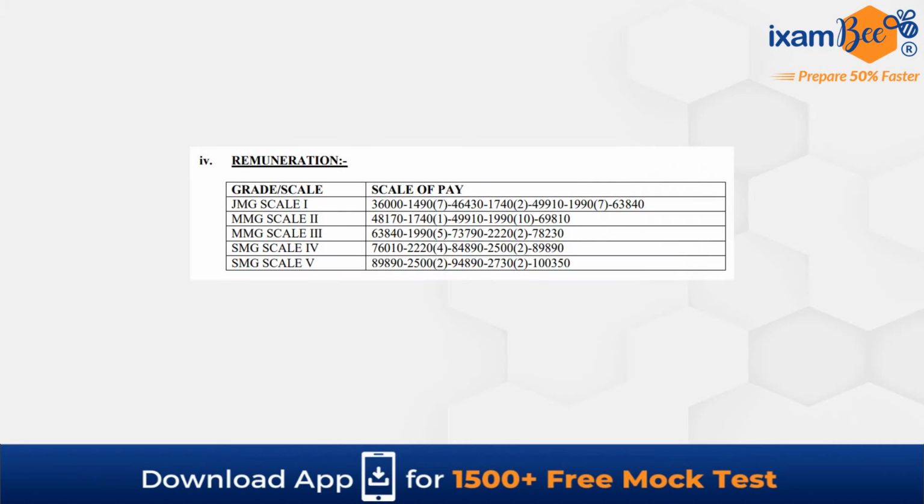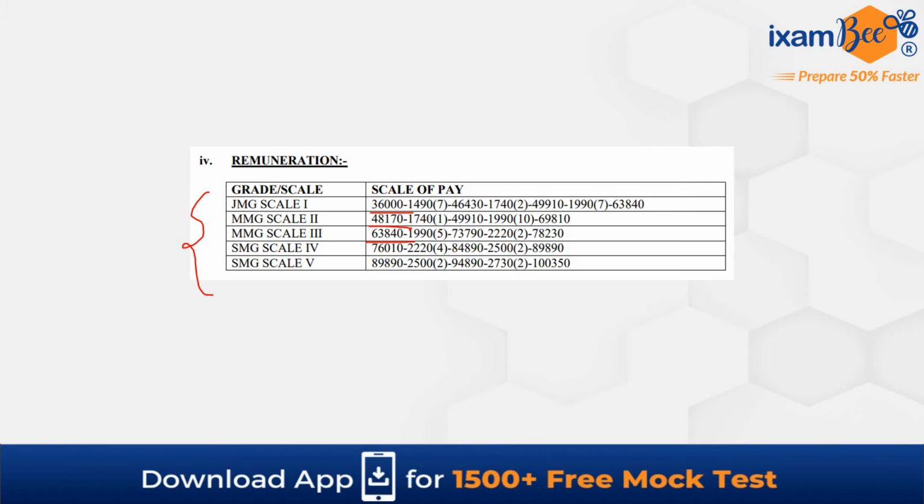The pay scale that is mentioned in the recruitment PDF is for various scales. For GMG scale 1 to scale 5, the scale of pay is given. Basic pay is 36,000 for scale 1, 48,170 for scale 2, 63,840 for scale 3, and so on. Here I am going to show you a scale 2 law officer salary slip.